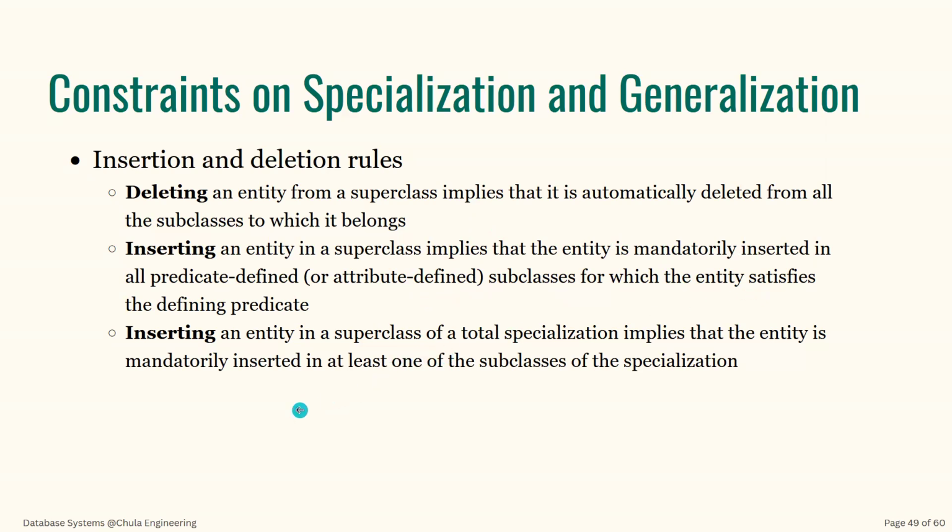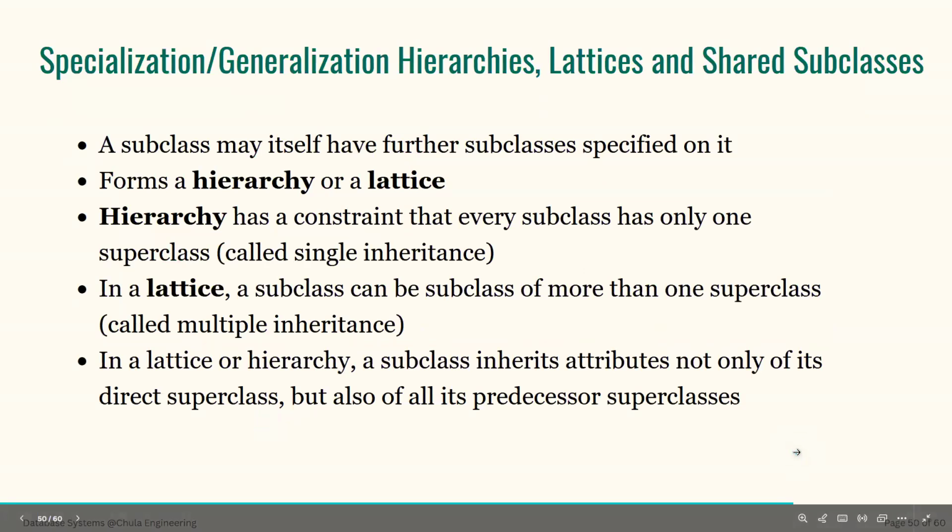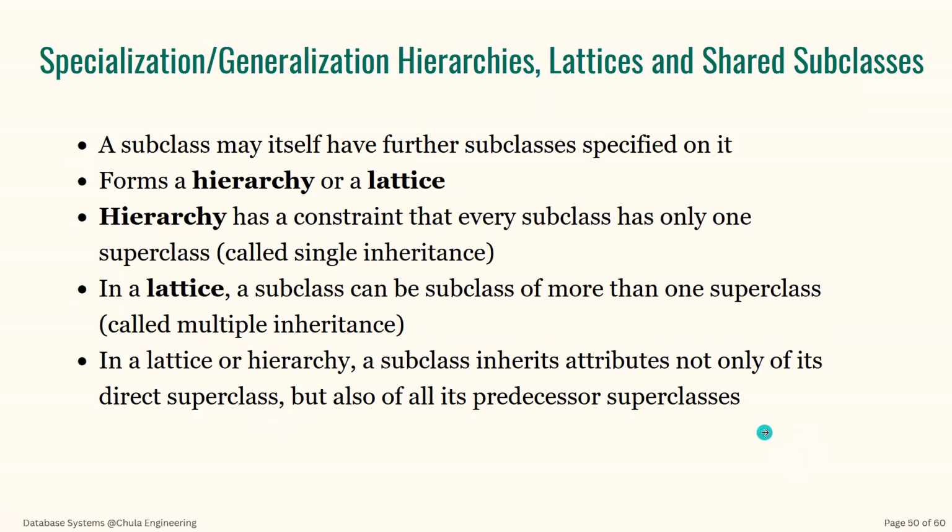right? But if you are inserting an entity in the superclass of a total specialization, total, meaning that it implies that the entity is mandatorily inserted in at least one of the subclasses. So it really depends on how you model it beforehand, right? That you want it to be total or you want it to be partial. So when you delete or you insert, it will naturally take the characteristics of what you model. Okay, so it's the same idea as the object oriented. When you inherit the property, you inherited from their parents, right?